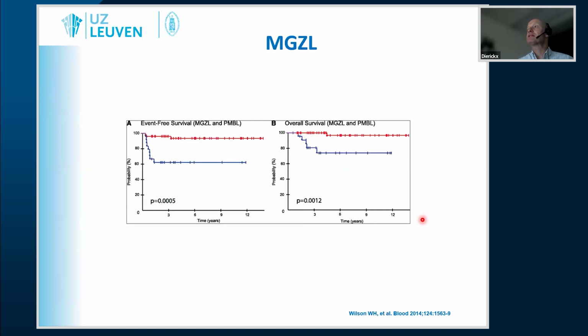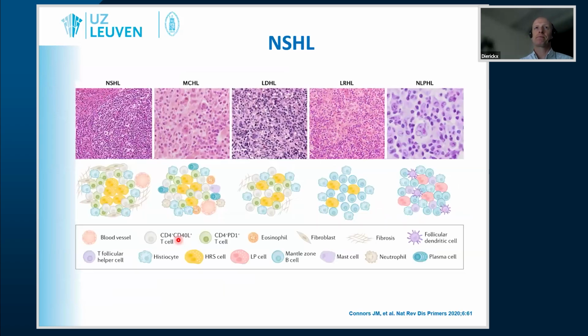The most difficult one is the mediastinal gray zone lymphomas. Here you see the curves of the mediastinal gray zone versus the primary mediastinal B-cell lymphoma, showing that the prognosis is very poor. And actually, we don't have any new immune therapy for mediastinal gray zone lymphoma. Of course, if they are CD20 positive, you can use rituximab. And then the Hodgkin lymphoma. So the mediastinal ones are mostly nodular sclerosing Hodgkin lymphoma, less the other subtypes.